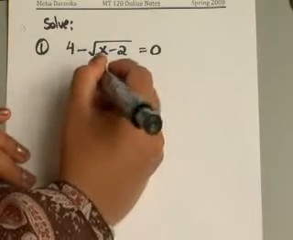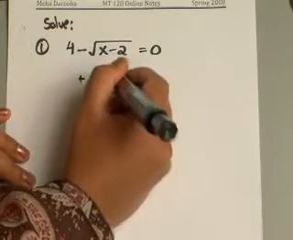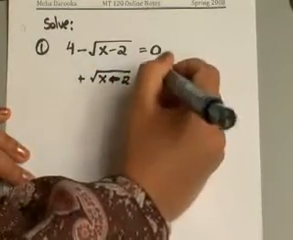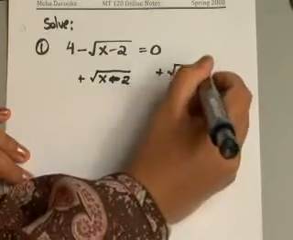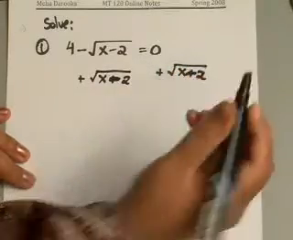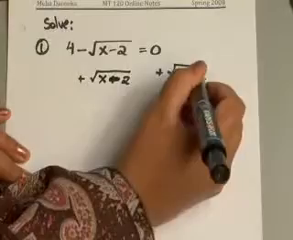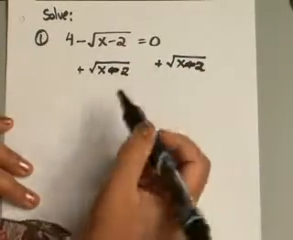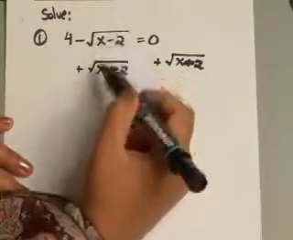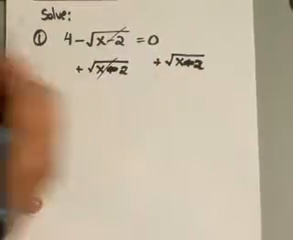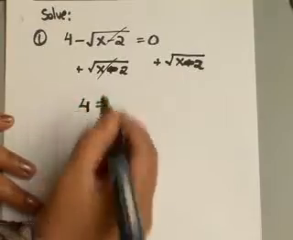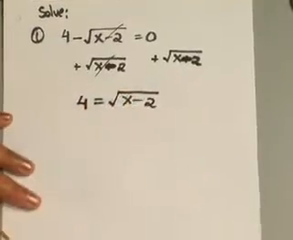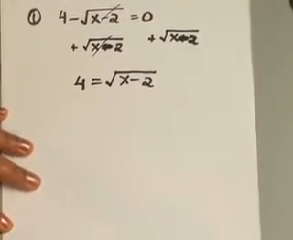And to do that, we will add the whole radical term to the other side of our equation here. Okay, that should be a negative sign. So once we move this over, this term will cancel out from this side, and you will be left with 4 on this side and square root of x minus 2 on the other side.